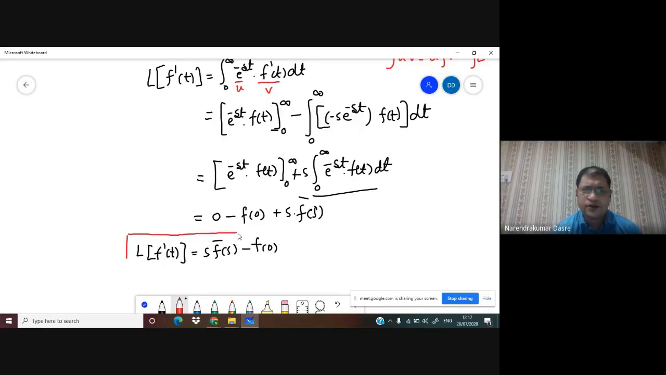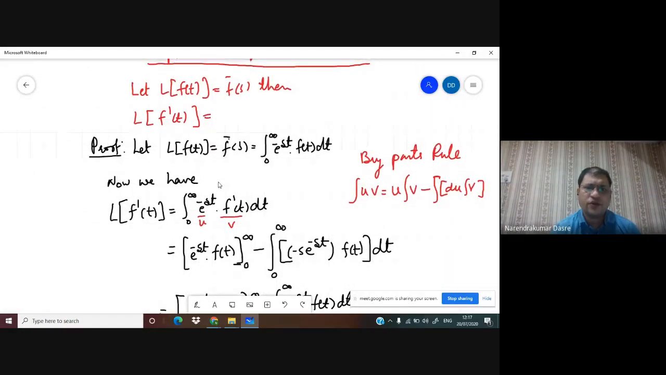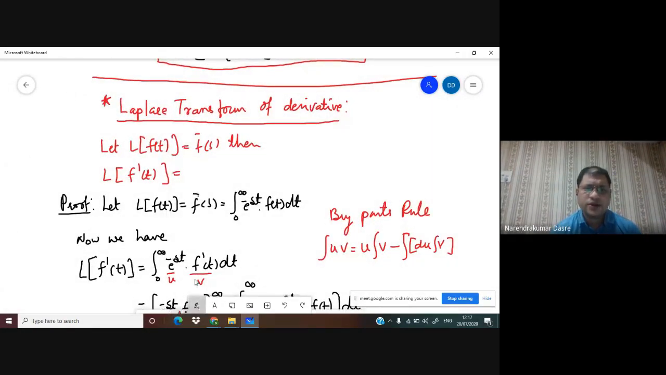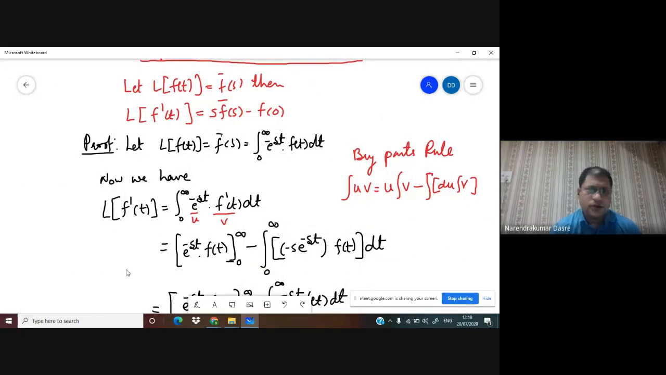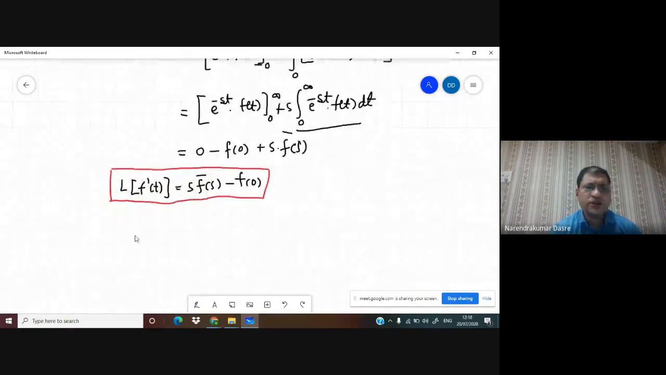So we are able to get the Laplace transform of the derivative. This way we get the Laplace transform of the derivative. What we wanted to calculate here is the Laplace transform of f dash of t is equal to s into f bar of s minus f at 0. Now, once you know this, the next thing is, can we generalize this? Yes, we can generalize this.